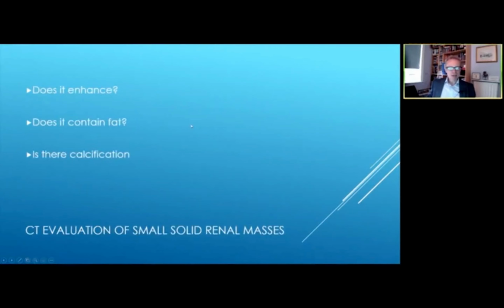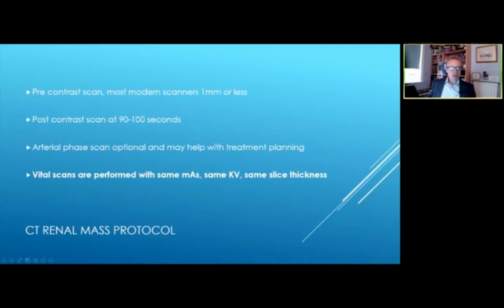So how do you evaluate these small renal masses, solid masses on CT? You need to know, does it enhance? Does it contain fat? Is there calcification? Three basic things. So we have a CT renal mass protocol. This varies from centre to centre, but generally there must be a pre-contrast scan. All the scanners these days produce nice thin slices, 1 millimetre or less. You need a post-contrast scan. Optimally, this is in what we call the nephrographic phase, which is 90 to 100 seconds. Sometimes scans are done in portal venous phase, which is about 70 seconds more commonly. That's okay for most of our applications, but sometimes that's too early to analyse renal masses properly.